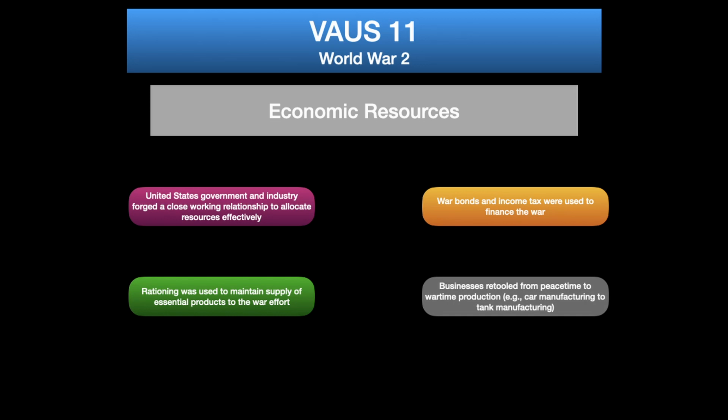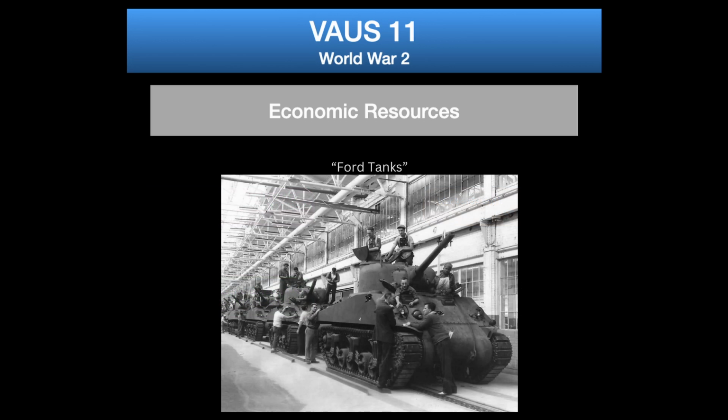So once again, economics is generally not that exciting. However, the United States government and industry forged a close working relationship to allocate resources effectively. War bonds and income tax were used to finance the war. Rationing was used to maintain a supply of essential products to the war effort. And businesses retooled from peacetime to wartime production. For example, one of the more famous examples, Ford, who makes automobiles, they started manufacturing tanks.